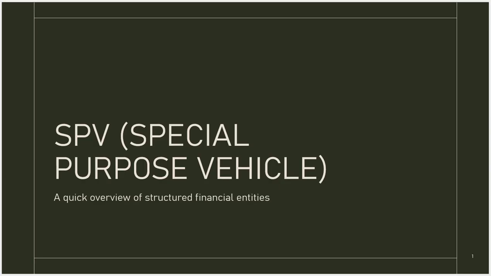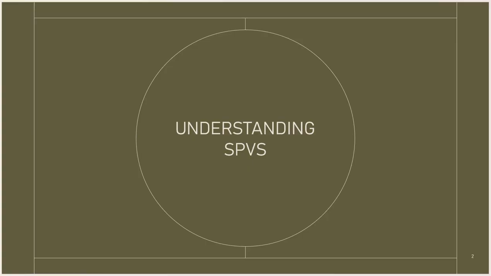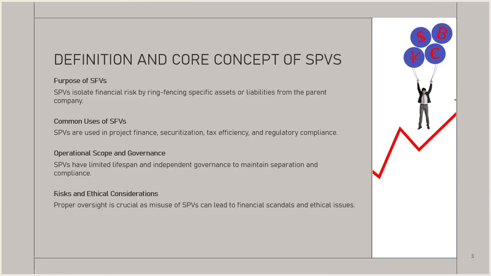So let's first understand what a special purpose vehicle is. The definition and core concept of the special purpose vehicle is the financial isolation of specific assets and liabilities from the parent company. They manage the assets, liabilities, and their entire accounts separately. The common uses of a special purpose vehicle are project finance, securitization, tax efficiency, and regulatory compliance.